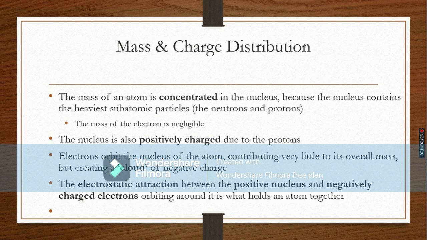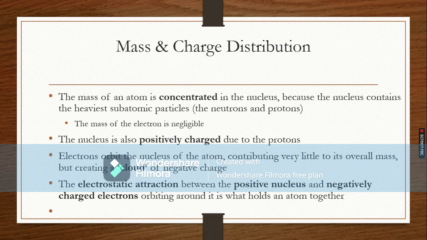Now the electrons are orbiting around the nucleus of the atom, and they contribute very little to the overall mass of the atom, since they are really, really tiny and small in mass. But these electrons play an important role in chemical reactions, and they create a cloud of negative charge. The exchange of electrons is what takes place in chemical reactions, which we'll be discussing in our upcoming videos.